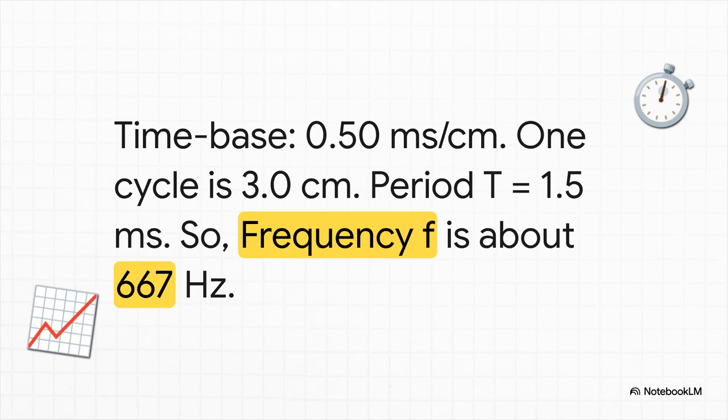Let's try it out. In this scenario, the time base is set to half a millisecond per centimeter, and we can see that 2 full cycles fit into 6 centimeters on the screen. Okay, so if 2 cycles are 6 centimeters, that means 1 cycle must be 3 centimeters long. Now we just multiply that 3 centimeters by our time base of 0.5 milliseconds per centimeter. That gives us a period of 1.5 milliseconds. Convert that to seconds, calculate 1 divided by that number, and voila, we get a frequency of about 667 hertz.